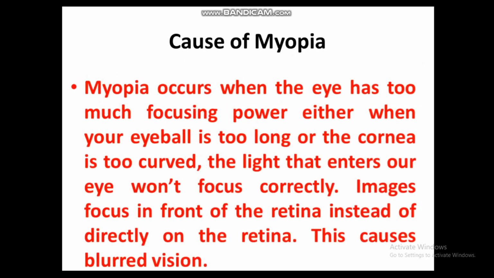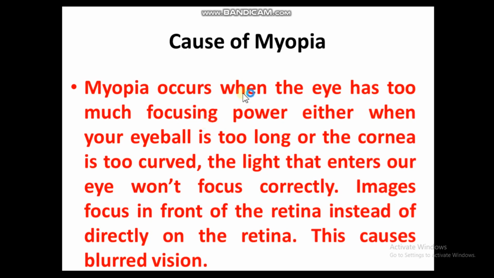Now the cause of myopia. Why does this myopia occur? Myopia occurs when the eye has too much focusing power, either when your eyeball is too long or the cornea is too curved. The cornea is the protective layer in front of the eye. When the cornea is too curved, or when the length of the eyeball is too long, the lens of our eye will focus things excessively. So when it has too much focusing power, the light rays will meet before the retina, not on the retina.